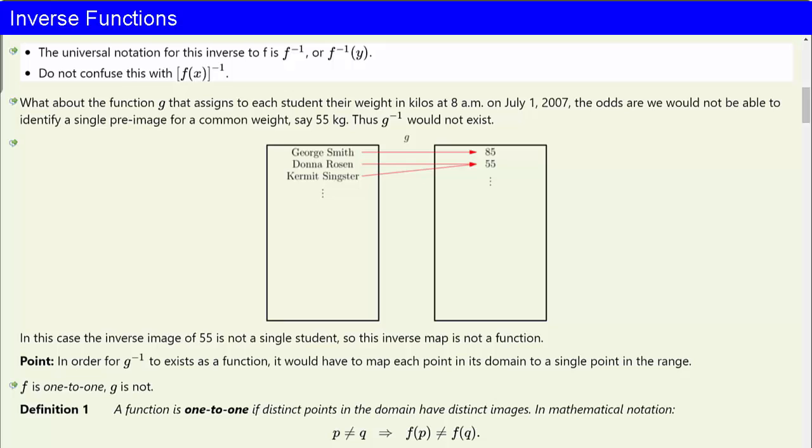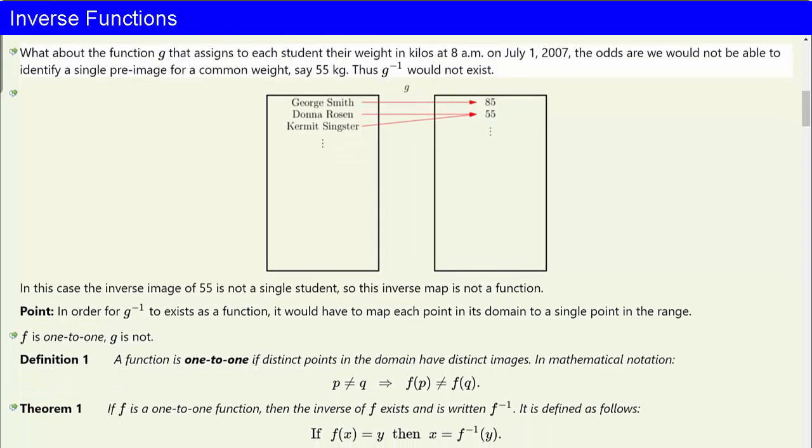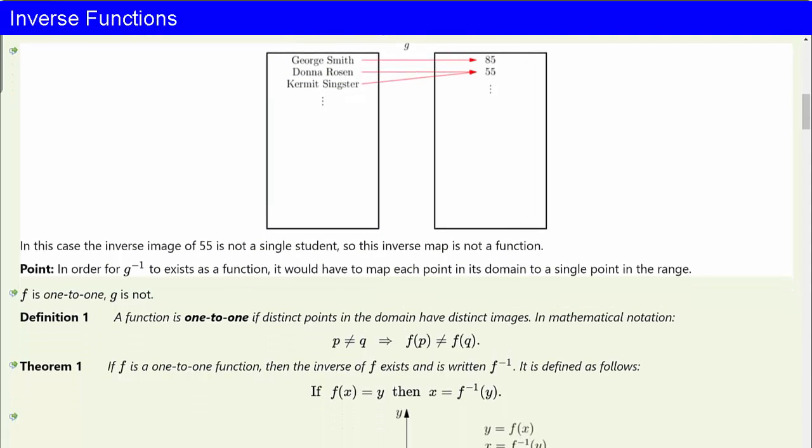We were lucky with this student ID example because each point in the range, student ID number, had a single preimage back in the domain. If we had tried this with the function g that assigns to each student that student's weight in kilos at 8 a.m. on July 1st, 2007, the odds are we would not be able to identify a single preimage for a common weight, say 55 kilograms. Thus, g inverse would not exist. In this case, the inverse image of 55 is not a single student, so this inverse map is not a function. In order for g inverse to exist as a function, it would have to map each point in its domain, the weights, to a single point, a student name, in the range.